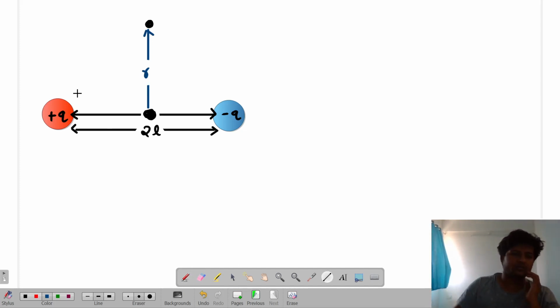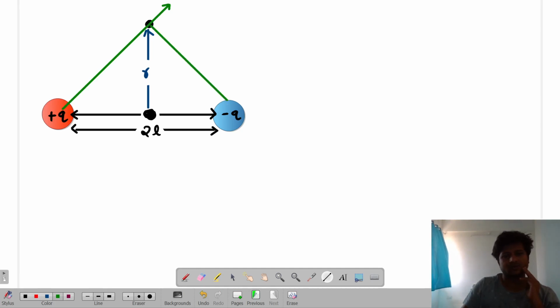So look over here. For the plus q, the electric field will be in which direction? Repelling. It will be in this direction. But for minus q, attracting or not? For minus q, it is along this direction, and for plus q, it is along this direction. Is that clear or not? So that's my electric field. This is also my electric field, isn't it?